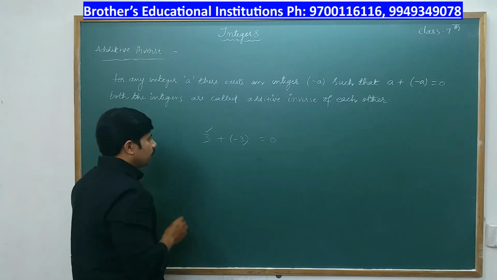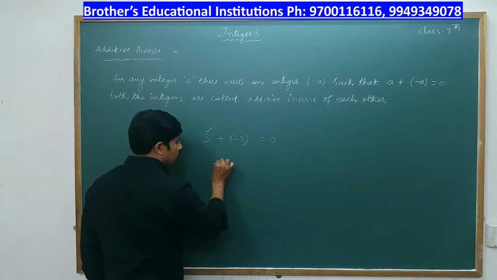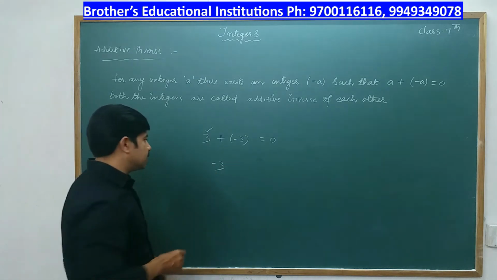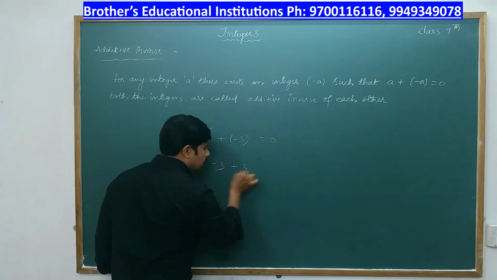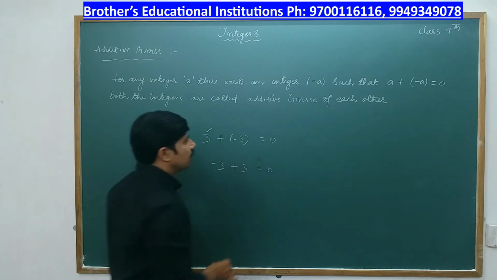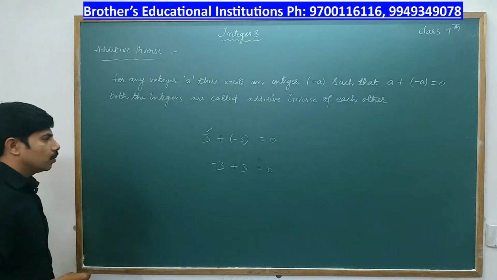And we also say that suppose you assume a number called minus 3. So what is the additive inverse of minus 3? The additive inverse of minus 3 is plus 3, so that if you add, the result is 0.